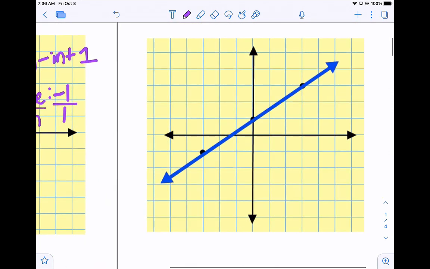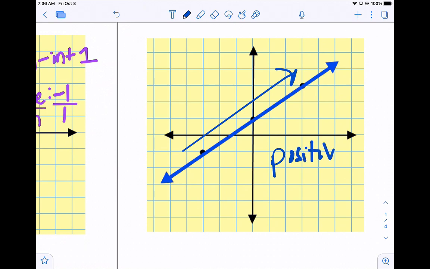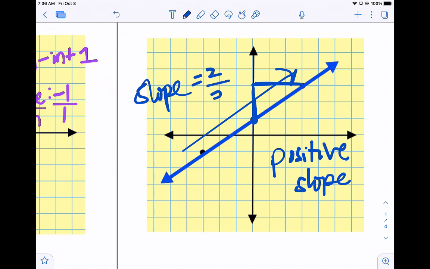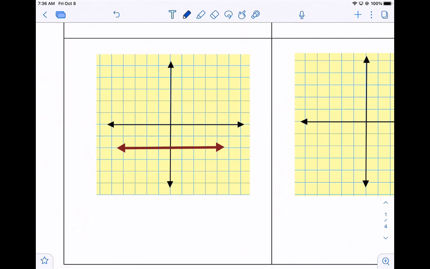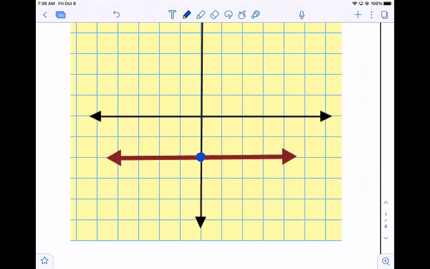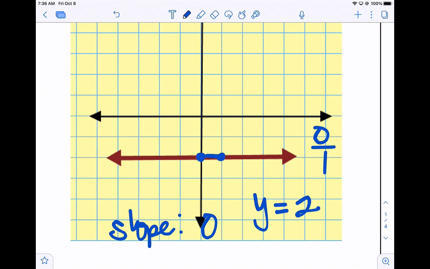Our next graph right here, it goes up from left to right, so this would be a positive slope right here. This one has a y-intercept of 1, and if we pick any 2 points and count rise over run, the slope is up 2 over 3. This graph is flat, horizontal, and if we pick 2 points and count rise over run, we go up 0 but over 1. So the slope is 0, the y-intercept's 2. So the equation of this graph is y equals 2.